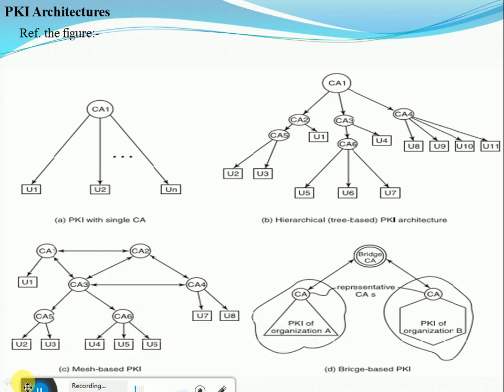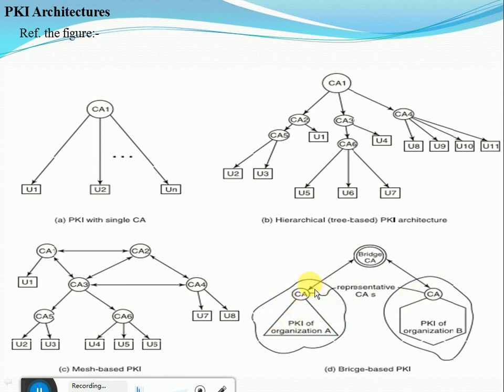One more important PKI architecture is bridge based PKI. Whenever an organization has its own PKI, to communicate with the users of another organization which is again maintaining its own PKI, in such a situation the bridge based architecture is going to be very useful. So here the bridge CA, the bridge certifying authority, is the one which helps to create a trust between these representative CAs.